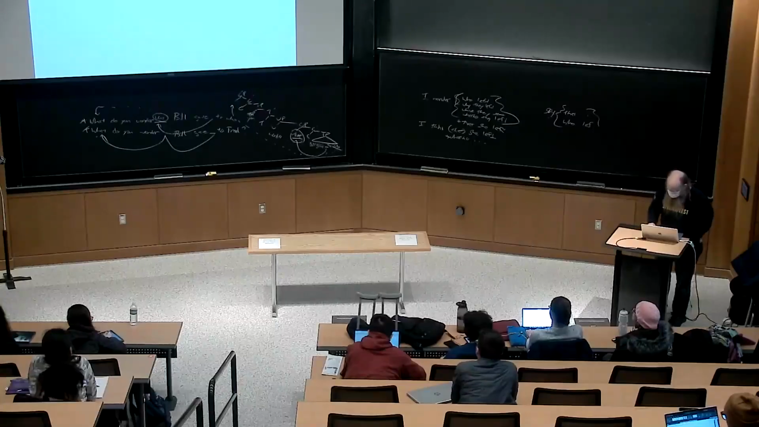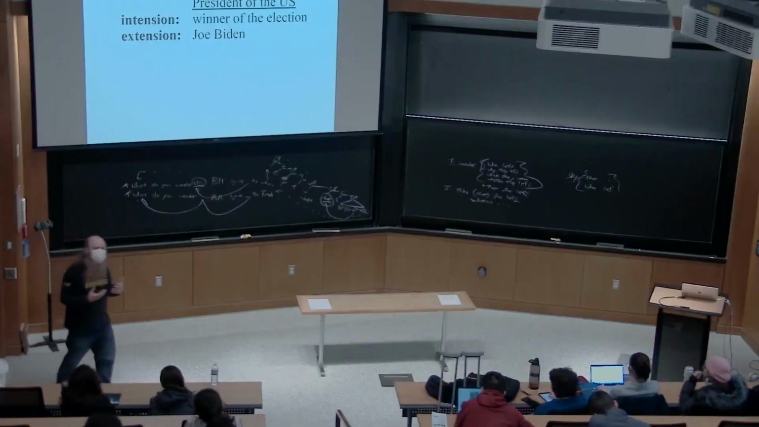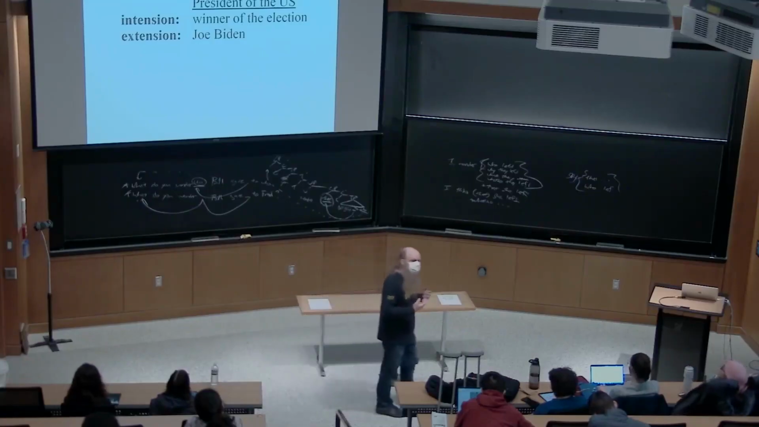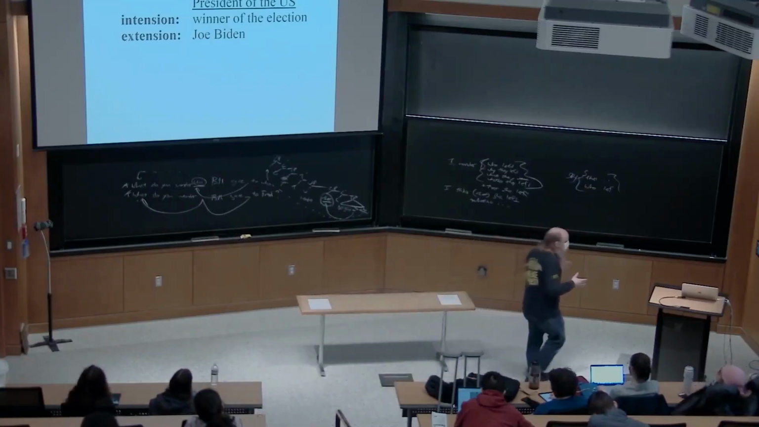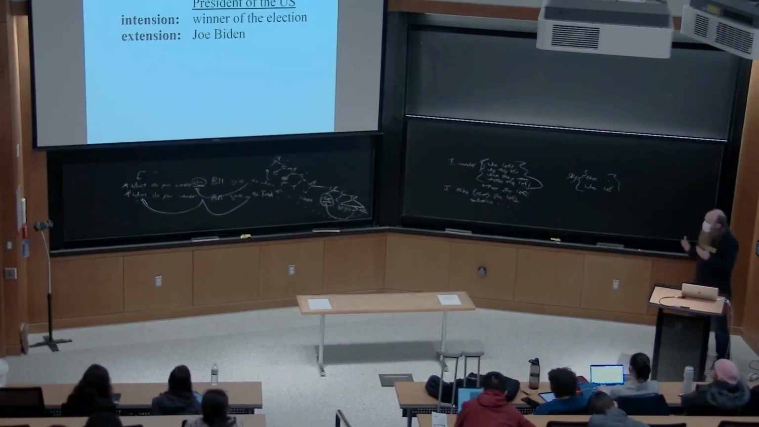Let me show you what the heck I'm talking about. So the phrase, the President of the United States, has an intension and an extension. The intension of that phrase is sort of the procedure that you should use to find out who that phrase refers to. So what you should do is find out who won the election, right? Who won the most recent election for president. That's the intension of that phrase. The extension of that phrase is, well, what you'll get if you apply that procedure, which right now is Joe Biden. Yeah.